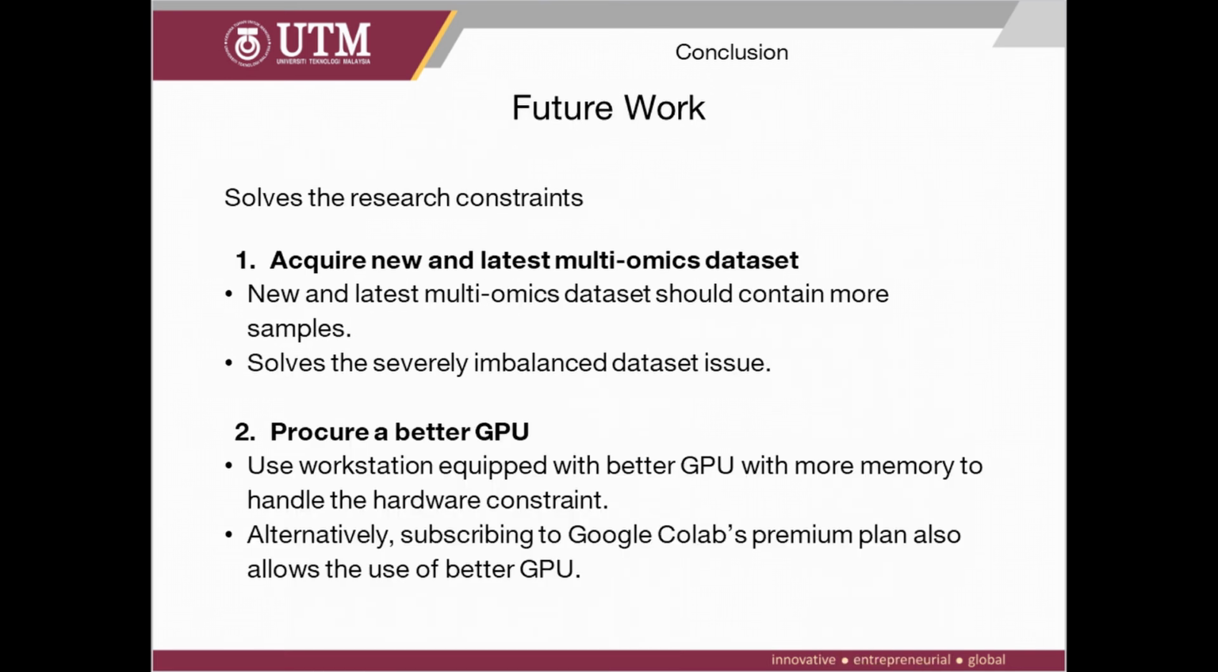There are a few future works suggested for future researchers. These suggestions are mostly to solve the research constraints mentioned previously. Firstly, using a new and latest multiomics dataset is able to solve the severely imbalanced dataset issue, as new datasets should contain more samples. Next, by using a better GPU, the hardware constraint can be solved. This can be done either by using a workstation with a better GPU with more memory, or by subscribing to Google Colab's premium plan that offers a better GPU.